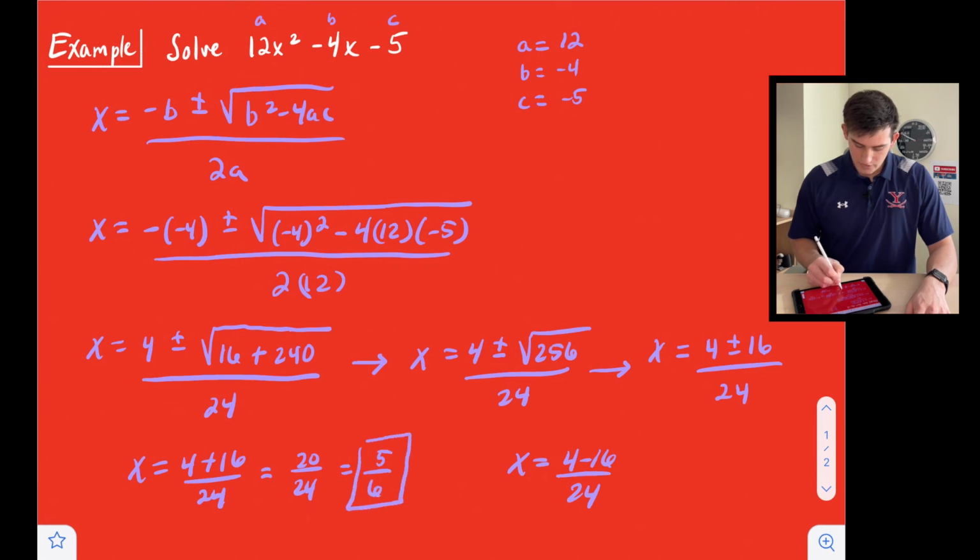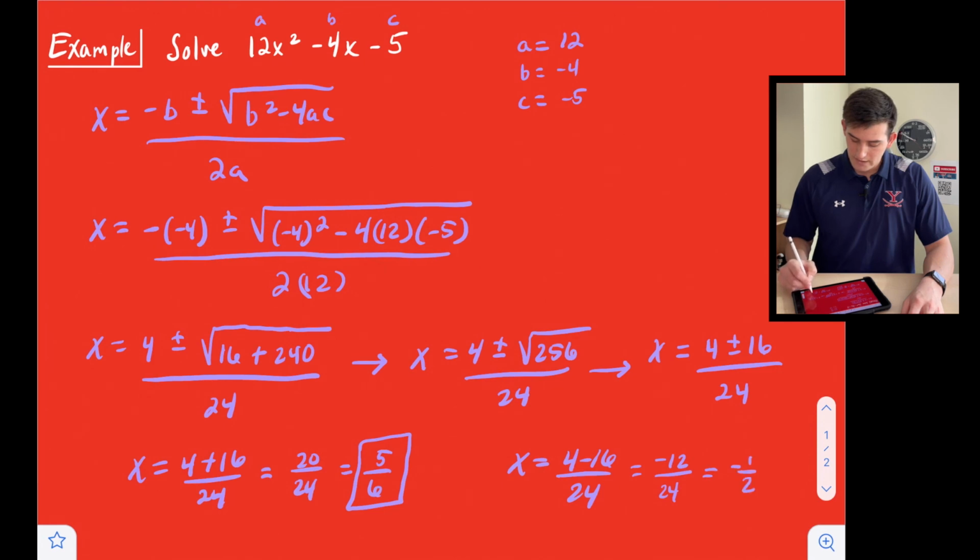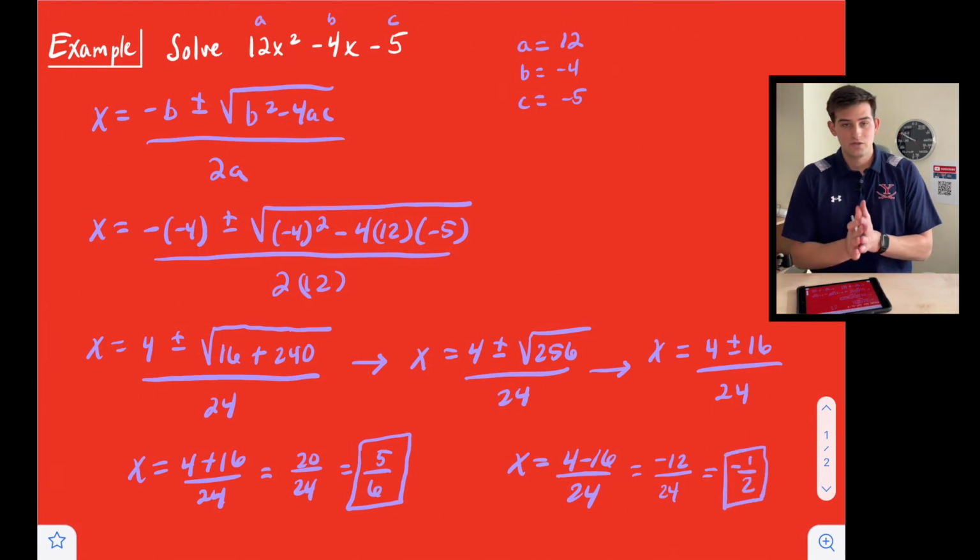So one of our solutions is 5/6. And over here, we can do 4 minus 16 to get negative 12 over 24. And this will reduce to negative 1/2. Okay, and that is how you use the quadratic formula to solve a quadratic equation.